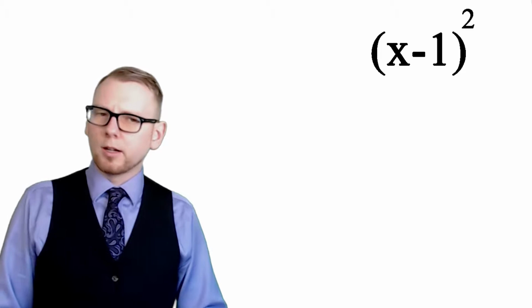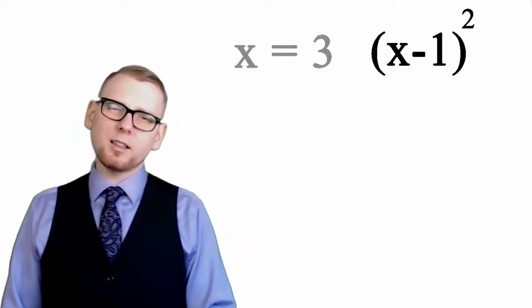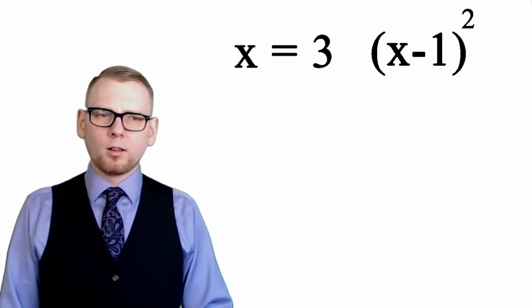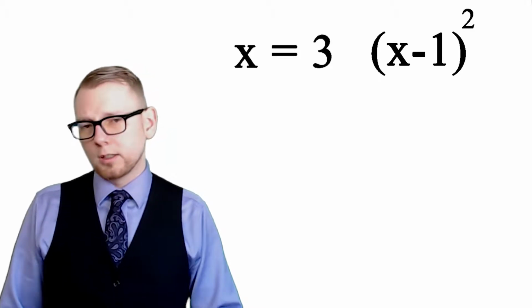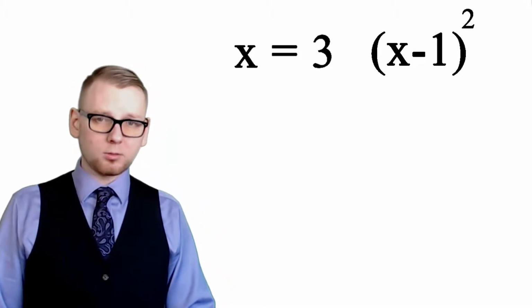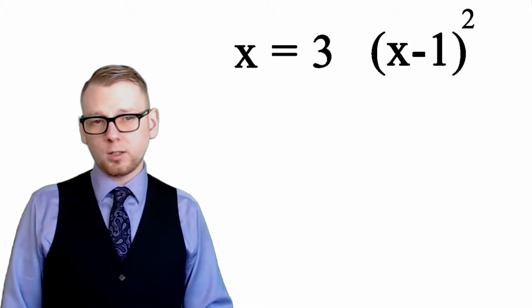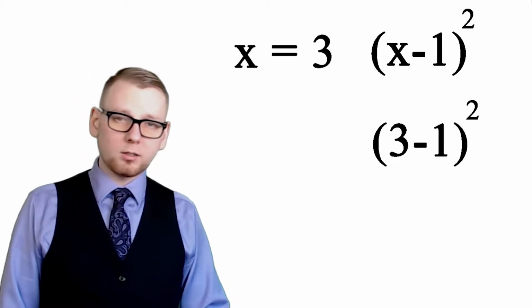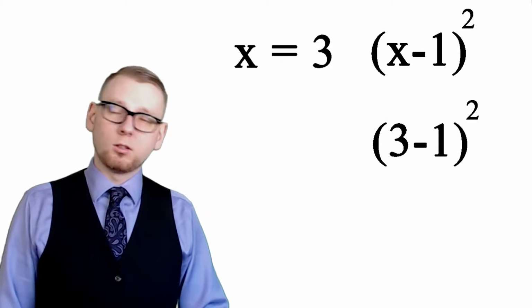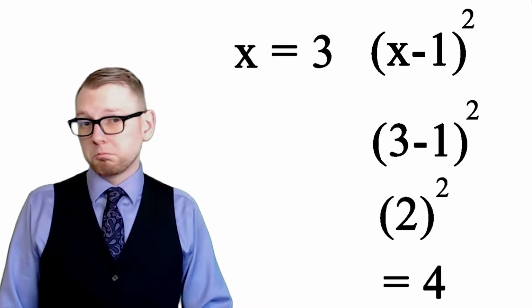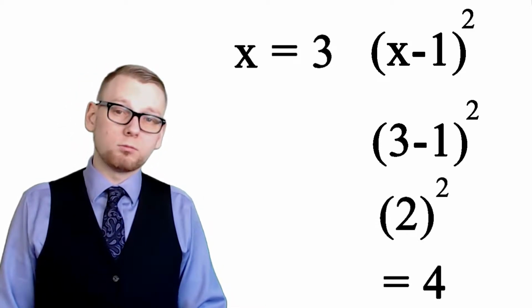Let's try (x minus 1) squared, and let's plug in x equals 3. If we have x equal to 3, we just replace x with the value 3. So then we have (3 minus 1) squared. 3 minus 1 is 2. 2 squared is 4. And we're done.